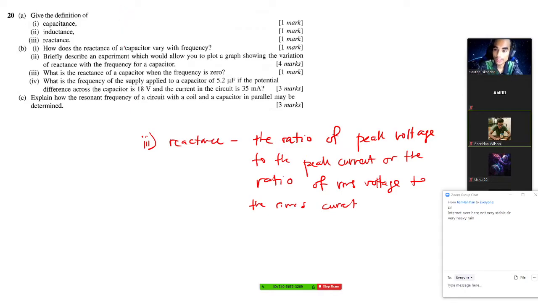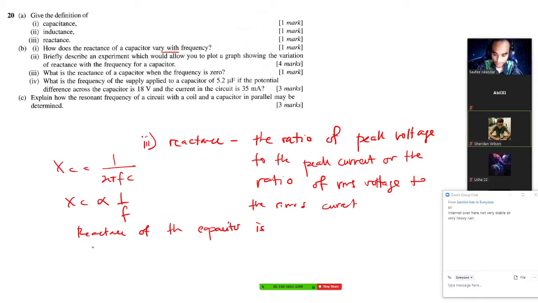Okay, B1, how does the reactance of a capacitor vary with frequency? Capacitor XC equals 1 over 2 pi FC. So XC is inversely proportional to the frequency. So we can say that the reactance of the capacitor varies inversely with the frequency. Okay, that's it. So that will be questions A1 to 3 and B1 and 2.